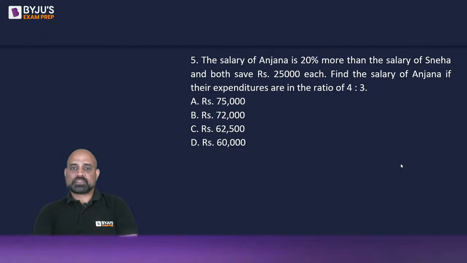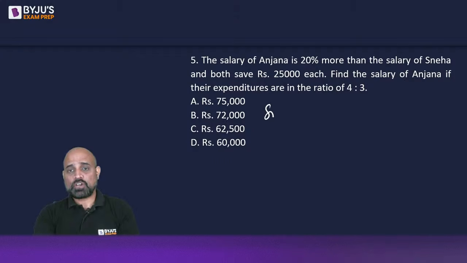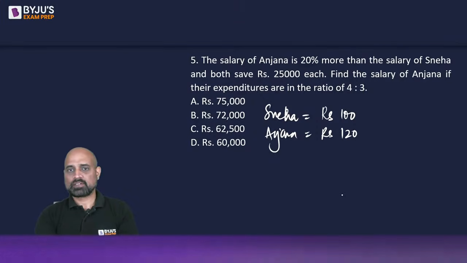Next question. The salary of Anjana is 20% more than salary of Sneha and both save rupees 25,000 each. Find the salary of Anjana if their expenditures are in the ratio 4:3. Okay. So if we talk about Sneha, her salary is let's say rupees 100. Then Anjana's salary is going to be rupees 120. Right?